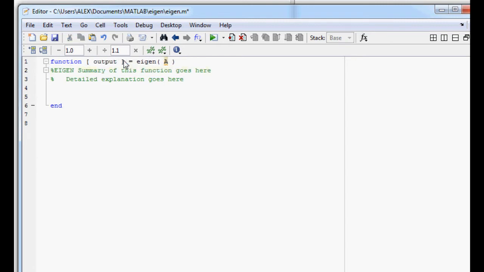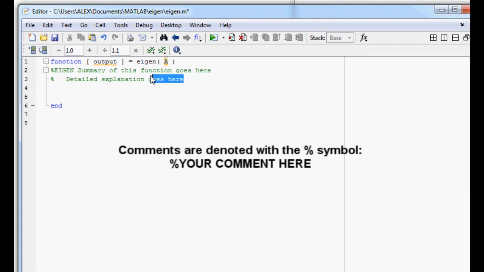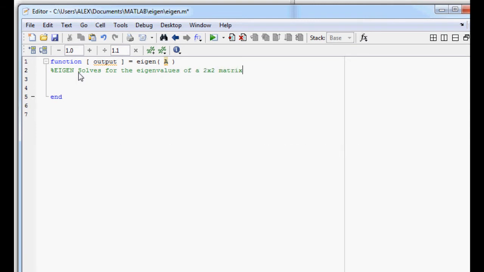In the comment area, which is denoted by green text, we will describe the function's purpose for the sake of our readers. The following phrase will suffice: solves for the eigenvalues of a 2x2 matrix. Now we are ready to define our calculations, which will take place between the function and end keywords.